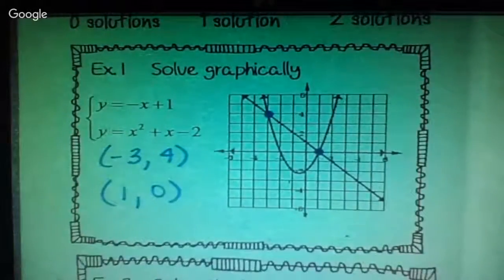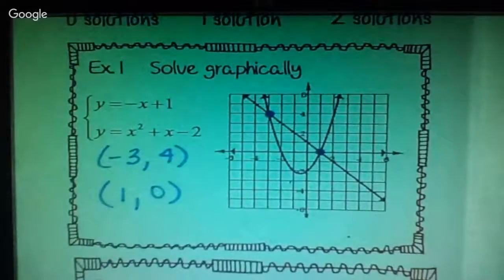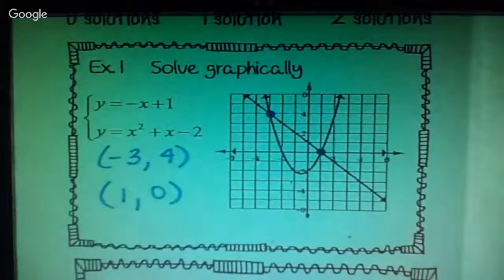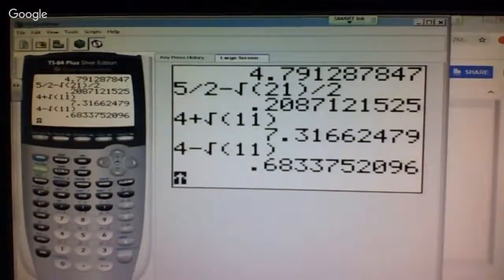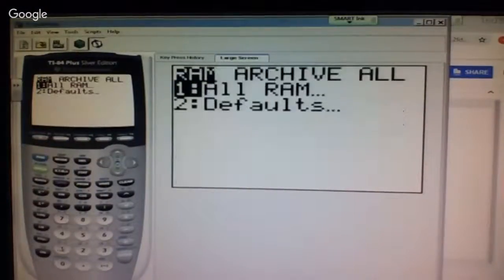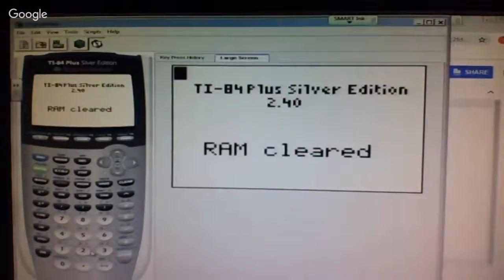So you can solve it graphically. Does everybody have their calculators? If you do not, please hurry up and grab your calculator so I can show you how to do this on the calculator. If you have not done so already, please clear out your calculator.